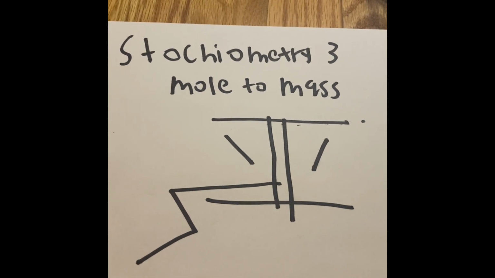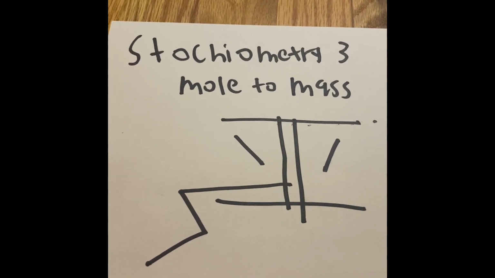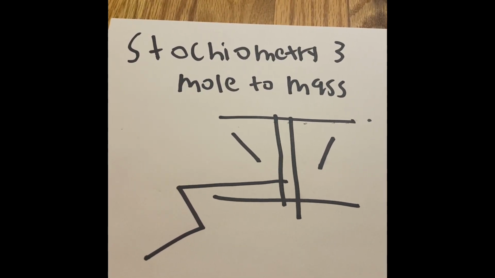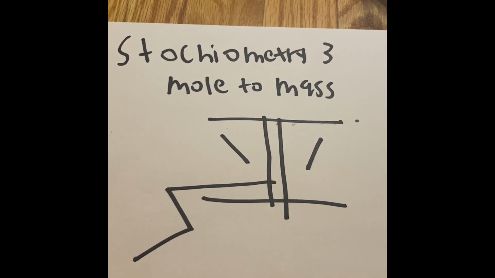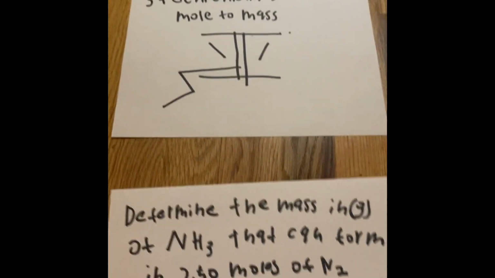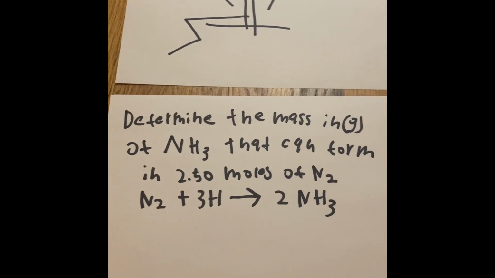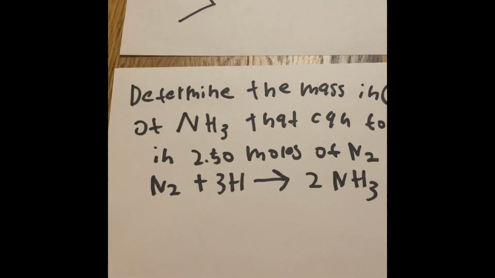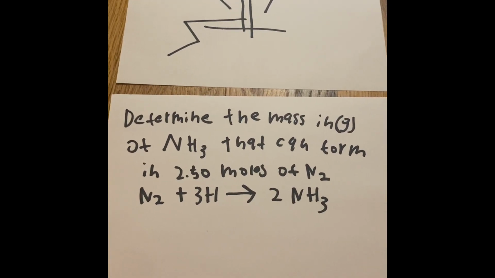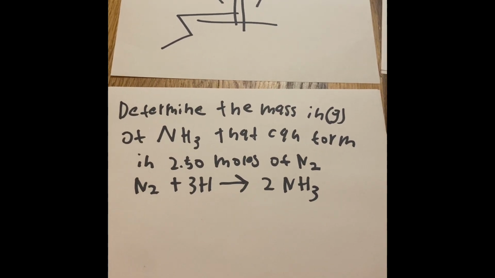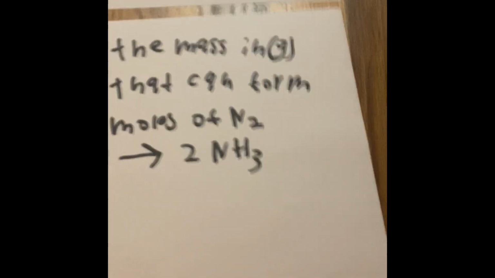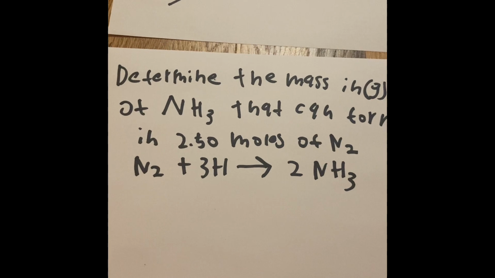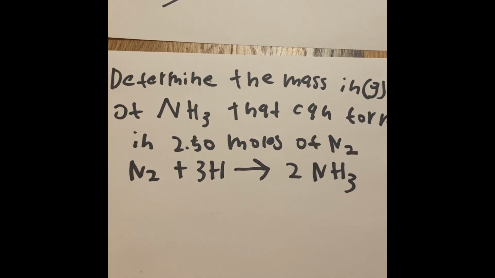The big question is, what is the missing piece that is keeping the reaction from happening? So let's see what happens. Here we have a problem. Determine the mass in grams of NH3, that's ammonium, that can form in 2.5 moles of nitrogen with 2 as its subscript, 2 as in atoms. And here is the balanced equation below. But how are we going to solve that?